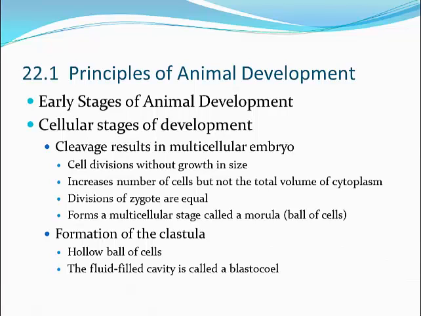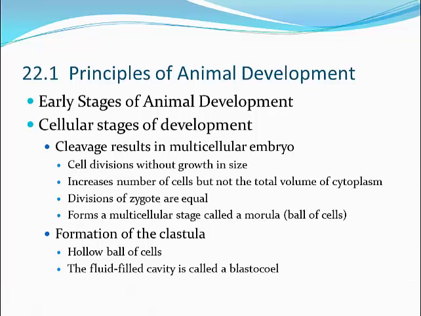Early stages of animal development include cleavage. Cleavage is cell division without growth. This increases the number of cells in the zygote, but not the total volume of the cytoplasm. The divisions of the zygote are equal. This forms a multicellular stage called the morula, or a ball of cells.